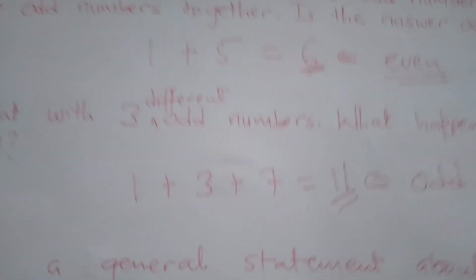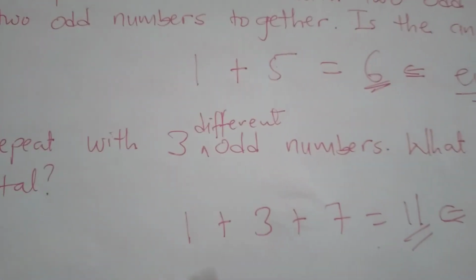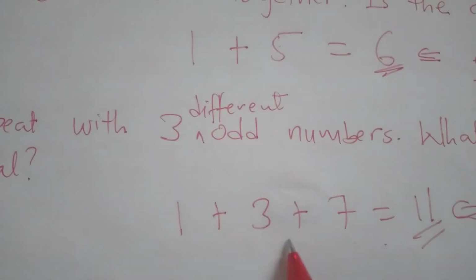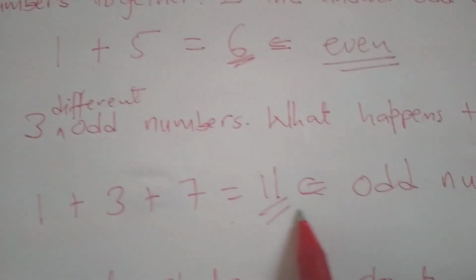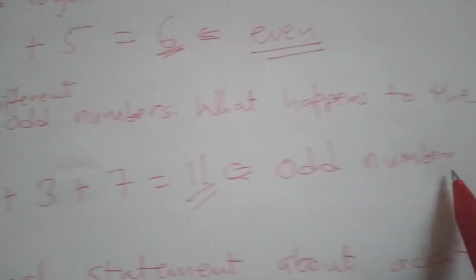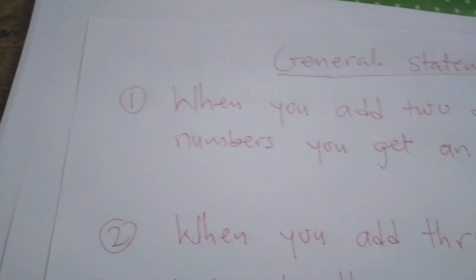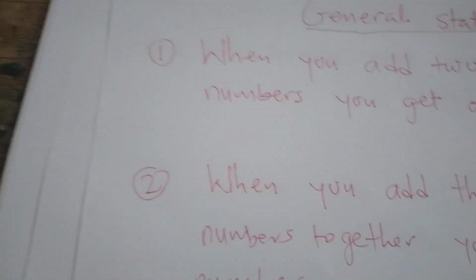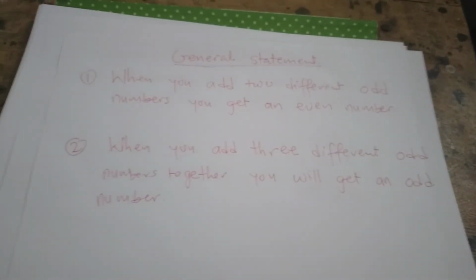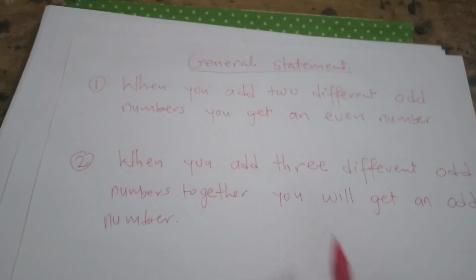So that's what we did here. These are the 3 different odd numbers, 1, 3, and 7. When I added, I got 11, which is an odd number. So indeed it is true. So when you add 3 different odd numbers, you will get an odd number back. So these are the 2 general statements that I was able to make.